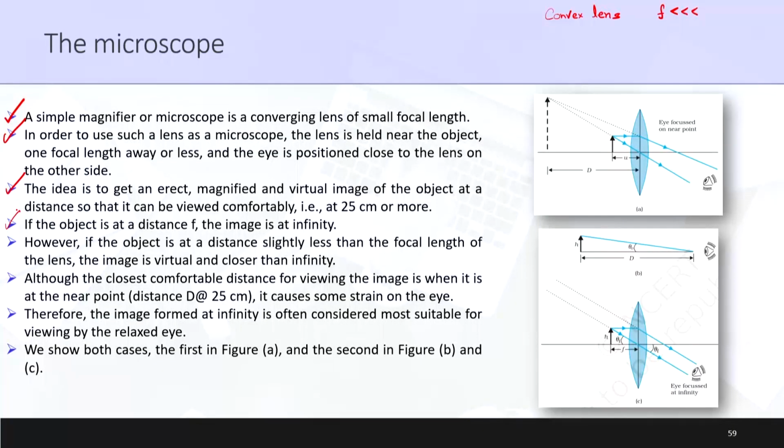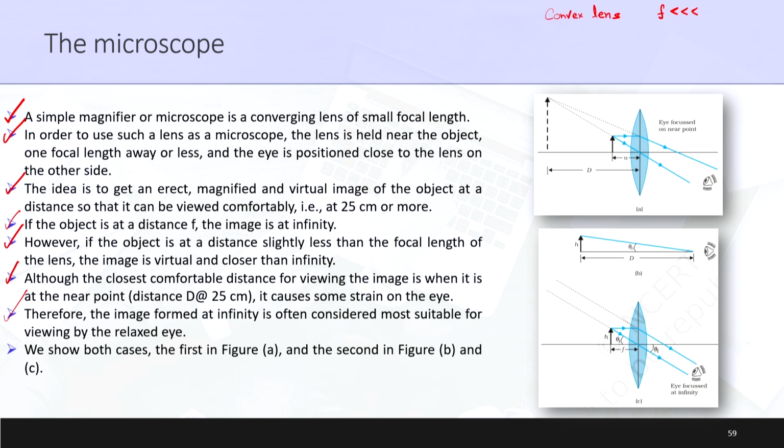Okay. So, if the object is at a distance small f, the image is at infinity. However, if the object is at a distance slightly less than the focal length of the lens, the image is virtual and closer than infinity. Although the closest comfortable distance of viewing the image is when it is at the near point, that is D equal to 25 centimeters, it causes some strain on the eye. Everything which I already explained to you, so there is nothing new here. Therefore, the image formed at infinity is often considered most suitable for viewing by the relaxed eye.